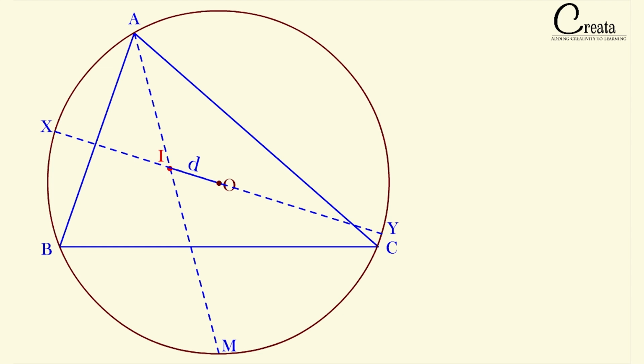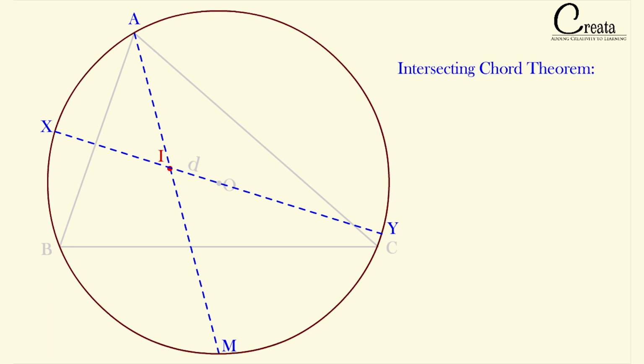Can we say these two line segments are chords of the circle? Diameter is also a chord. So we can say AM and XY are the two chords of the circle which are intersecting at the point I. If we apply the intersecting chord theorem, that is, the products of the lengths of the line segments on each chord are equal.